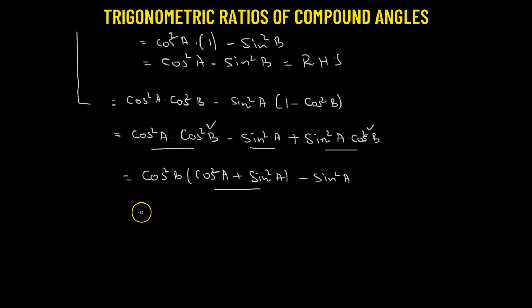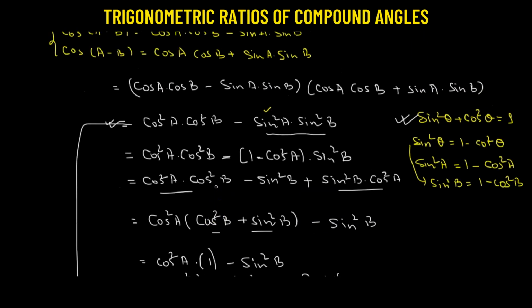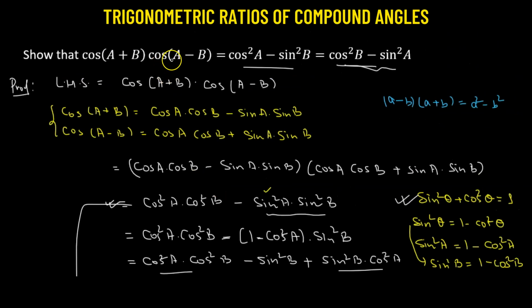Cosine squared a plus sine squared a is a standard identity having a value of positive 1. So we have cosine squared b times 1, minus sine squared a, and that gives us cosine squared b minus sine squared a, which is the expression on the right hand side. So we have successfully shown that the product of cosine of a plus b times cosine of a minus b equals cosine squared a minus sine squared b, or cosine squared b minus sine squared a. This is a very special identity which will be used to solve other problems in the future.